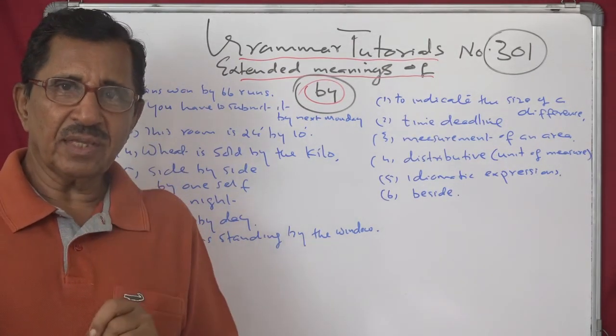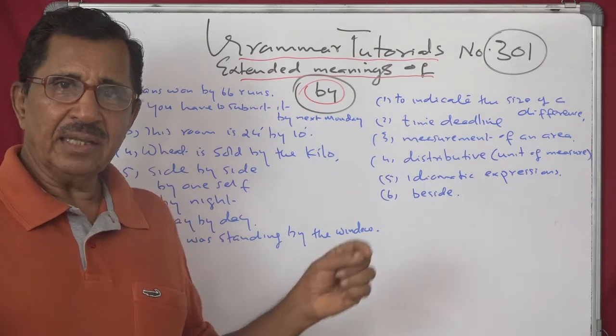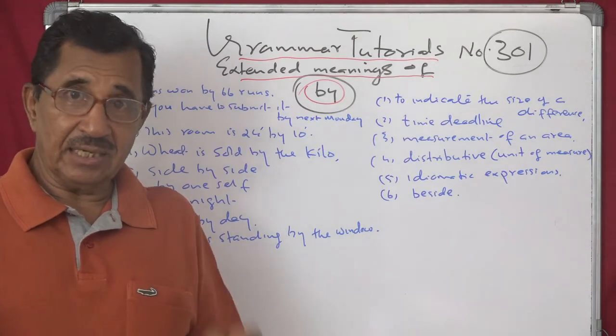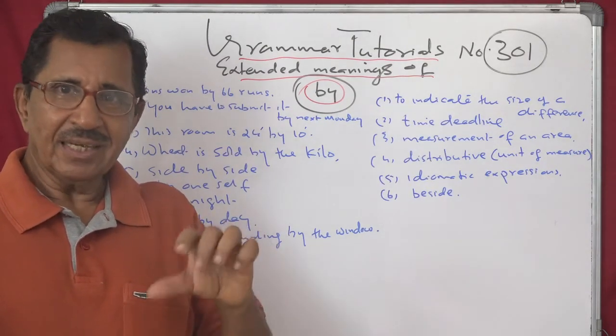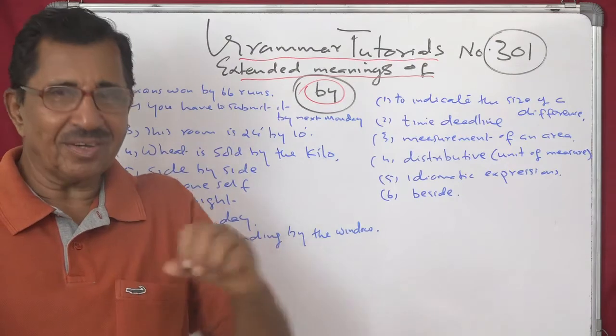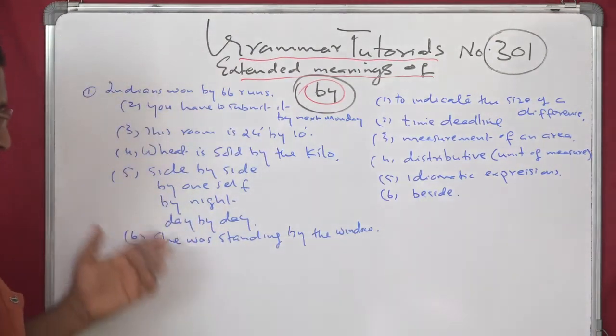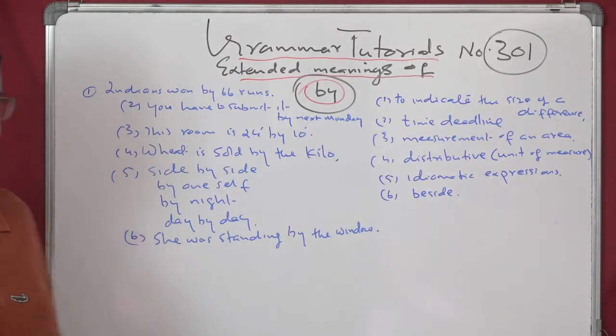There's one use of the definite article. By the kilo. You don't say by kilo, but by the dozen. By the dozen, by the kilo. Why? Because the simple reason is that it is particular. That's the reason. And idiomatic expressions we have side by side. We sat side by side in the class.